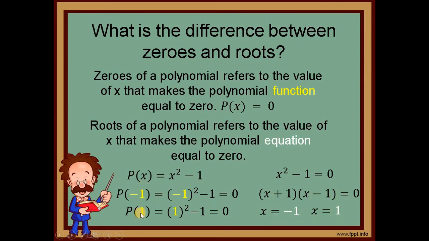As you can see, negative 1, positive 1, negative 1, positive 1. The zeros and the roots of the polynomial are the same value. So when I combine zeros and roots, remember that they are just the same value. But technically speaking, zeros refer to a function, whereas roots refer to an equation. Hopefully, I answered the question.